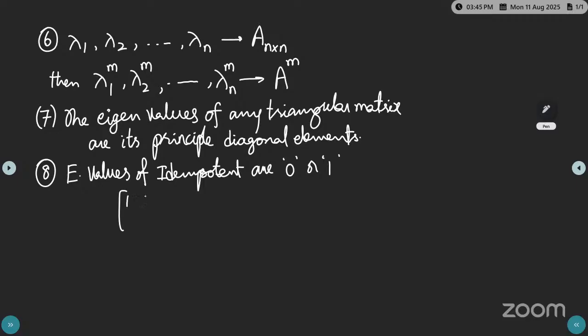So if you are having 1 0 0 1, it is A square equals A. What are the eigenvalues? What are the principal diagonal elements? 1 comma 1, not 0. So I said clearly either 0 or 1. Sometimes you may get both, based on the matrix, if it is A square equals A. Right, next.